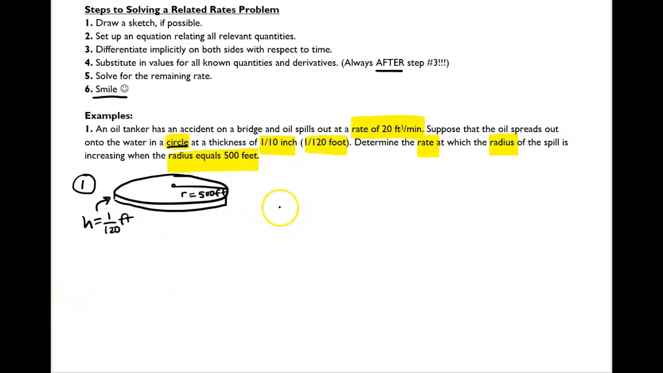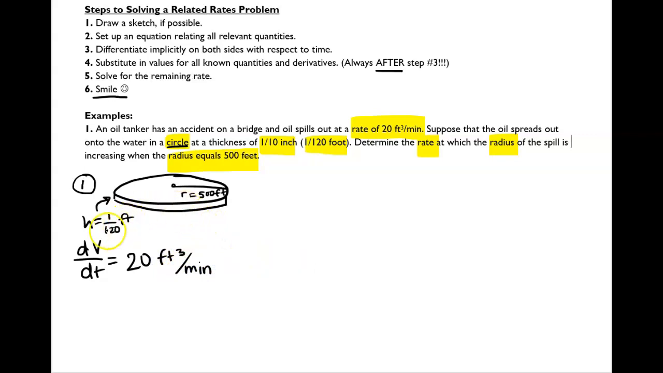The other information that was given to me is that I have this oil that's spilling out at a rate of 20 cubic feet per minute. And so I need to try to write that as a rate. If you're not sure what that is, pay attention to the units. I see cubic feet per minute. The cubic feet tells me that this has to do with volume. So volume is measured in cubic units, and then the per time means it's the rate of change of volume. So what I can say is that dV/dt, the rate of change of the volume, is 20 cubic feet per minute.